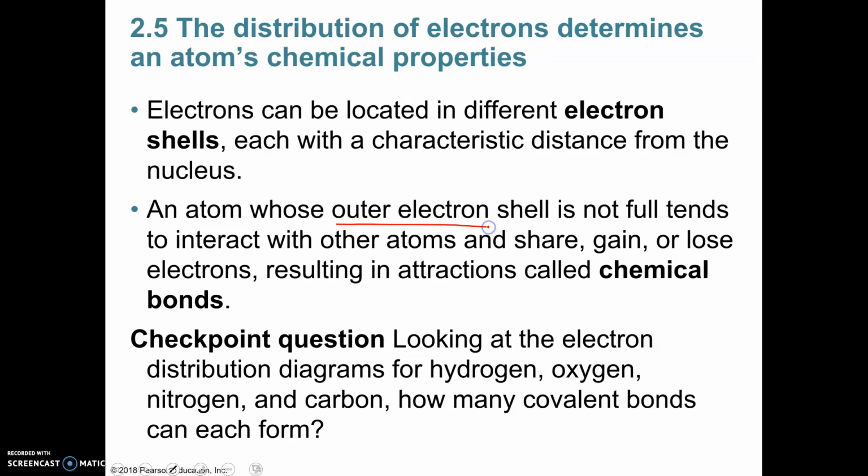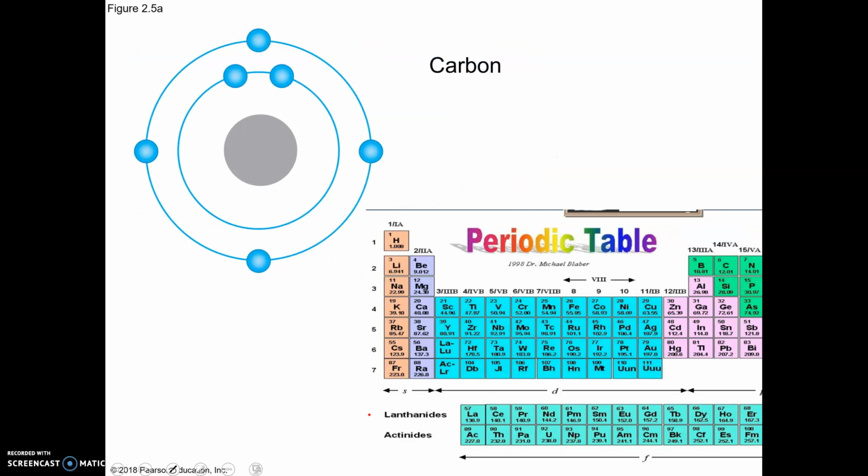So you see here how it says an atom whose outer shell is not full tends to interact with other atoms and either gain, lose, or share electrons. And it forms what are called chemical bonds. So those outer electrons are also called the valence electrons. We're going to look at the next couple of slides, and I'm going to show you the valence electrons for some of these different elements, hydrogen, oxygen, nitrogen, and carbon, and talk about how they might bond with other things to fill up that outer shell.